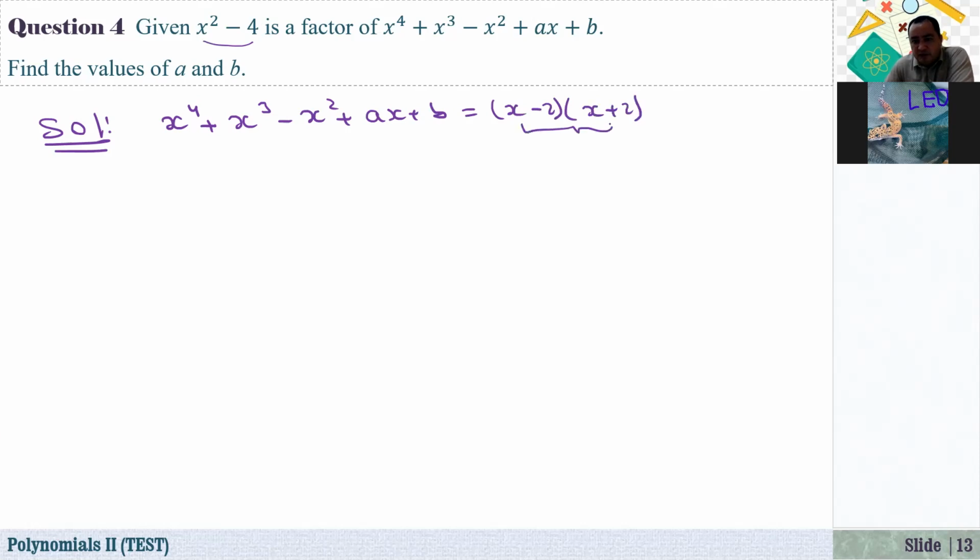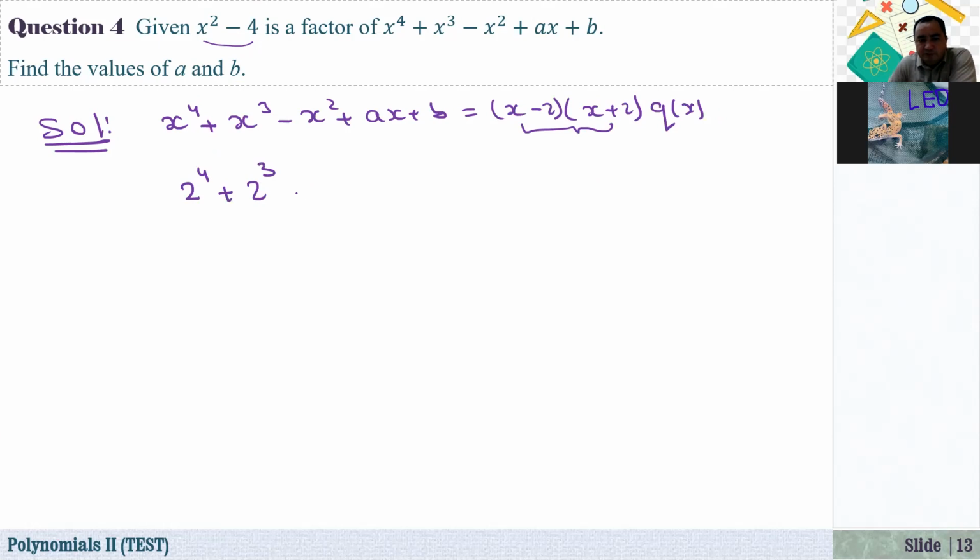So if you divide this by this, here we have some quotient, right? And it says a factor, that's why the remainder is equal to 0. Again, as you see here, this x squared minus 4 is equal to 0 when x equals 2 or negative 2. So if x equals 2, here we have 2 to the power of 4 plus 2 cubed.